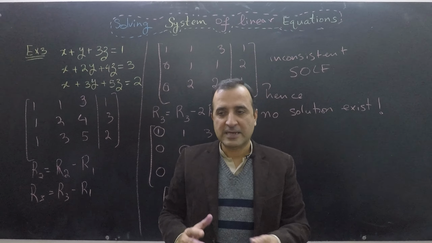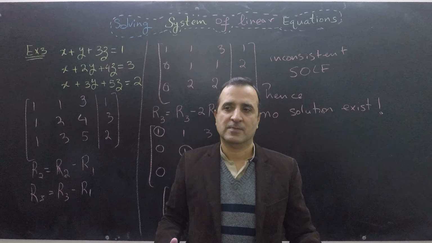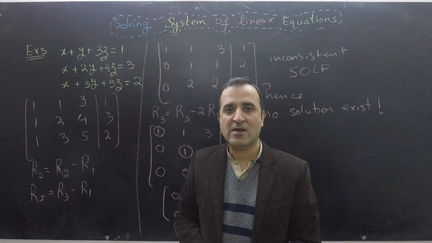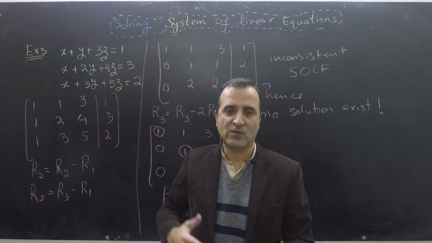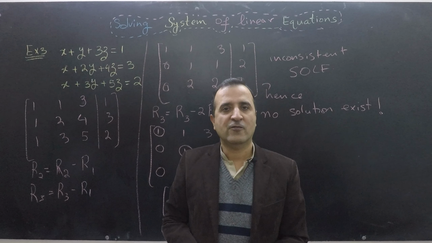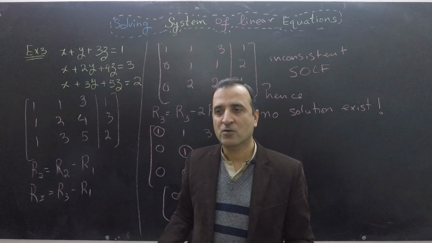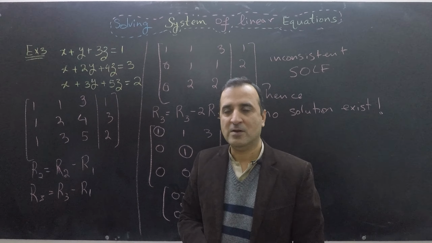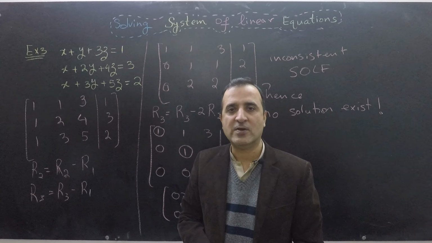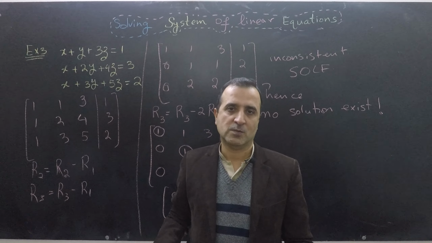So I have shown 3 different examples. In the first example, we have a unique solution. In the second example, we have infinite possible solutions, and from those infinite solutions, I have shown one solution by taking the free variable equal to 1. We could have taken the free variable equal to any other value to find any other solution. In the last example, we have shown a system of linear equations which is inconsistent, hence no solution is possible.